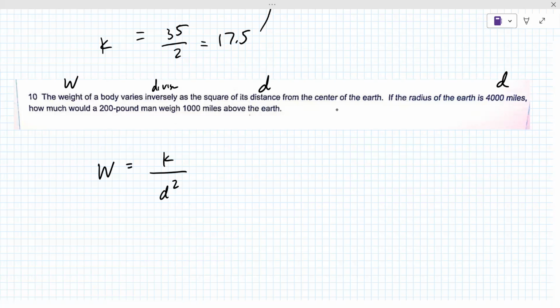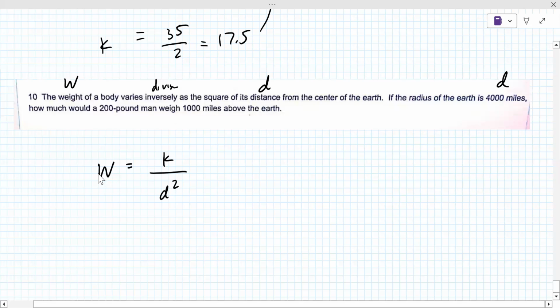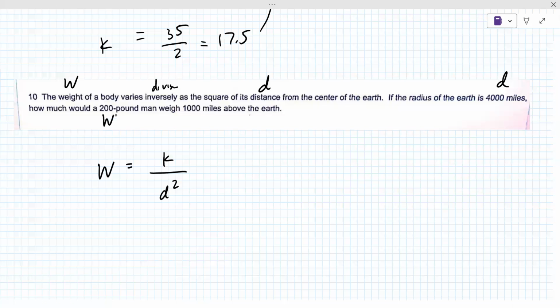How much would a 200-pound man weigh, given the square of its distance from the center of the Earth, if the radius of the Earth is 4,000 miles? They're not giving you the weight, so I think they're saying this is the W, because your mass doesn't change based on where you are, though I don't know about your weight. We'll just go with this and see what to make of it. So it's W equals K over 4,000 squared. That's quite large, but we can solve for K.